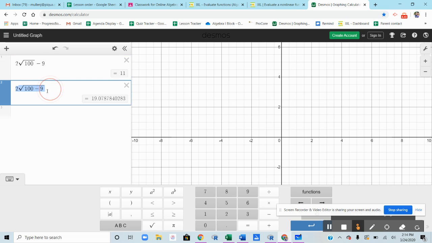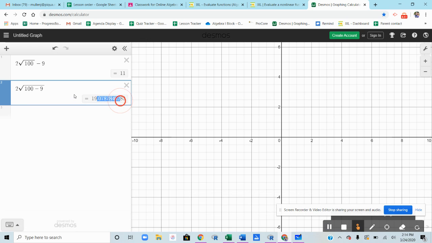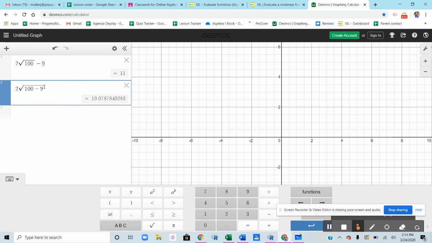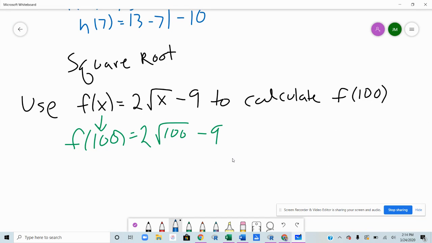This one is not correct, which should tip you off a little bit that you get these weird funky decimals here. Your IXL is not going to expect an answer like that. Okay, so if you get something like this, you type something in wrong, and it's probably you have the number underneath your square root. So 2 times the square root of 100 minus 9 is equal to 11. So f of 100 equals 11.